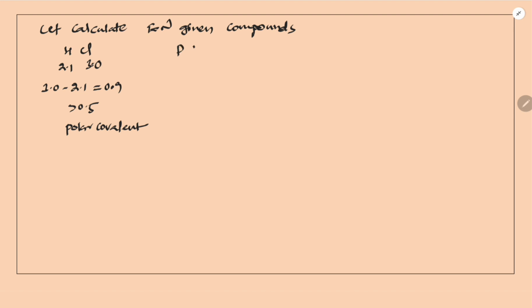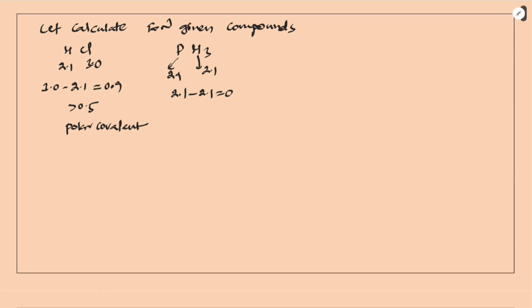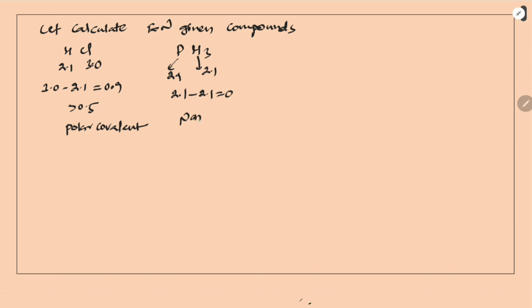Let's take the second example, phosphine, PH3. Hydrogen is 2.1. Phosphorus is 2.1. I subtract 2.1 minus 2.1. It is equal to 0. The difference is 0, so it is non-polar. Now thirdly, sodium chloride. Chlorine's electronegativity is 3.0. Sodium is 0.9. I subtract 3.0 minus 0.9. It becomes 2.1, which is greater than 1.8, so it is an ionic bond.